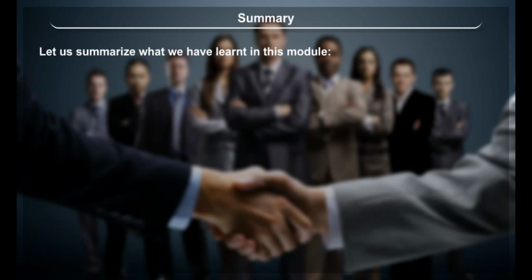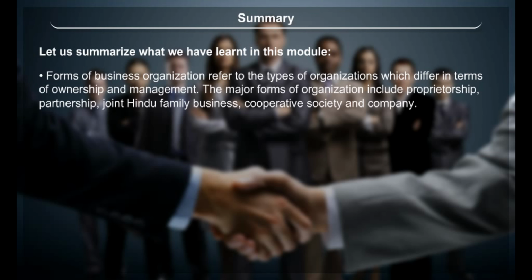Summary. Let us summarize what we have learned in this module. Forms of business organization refer to the types of organizations which differ in terms of ownership and management. The major forms of organization include proprietorship, partnership, joint Hindu family business, cooperative society and company.